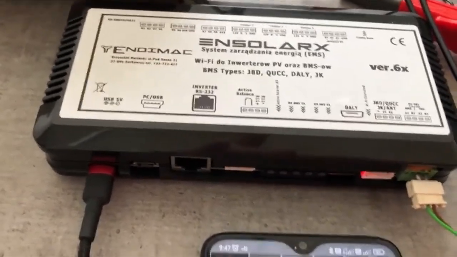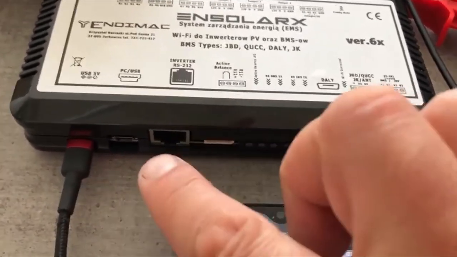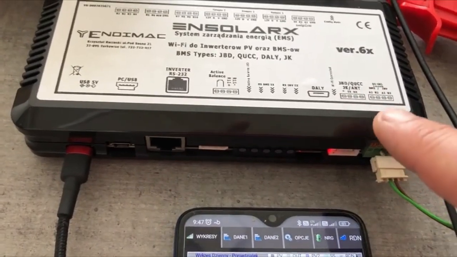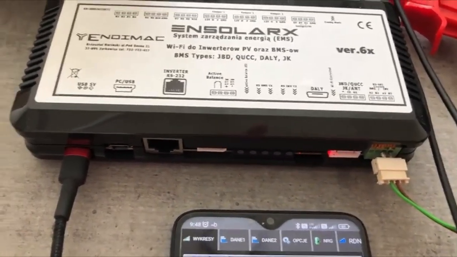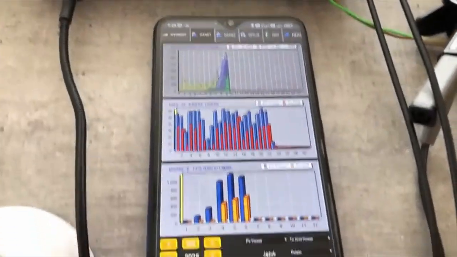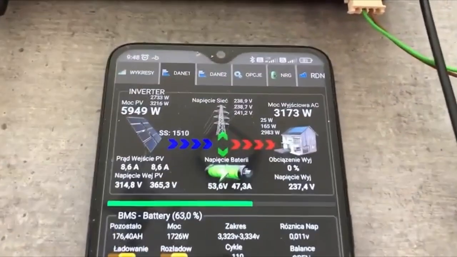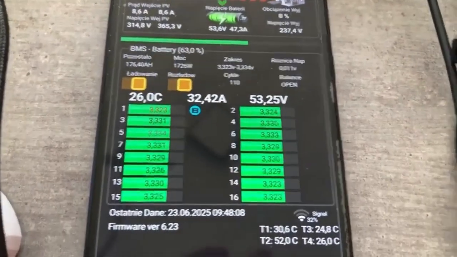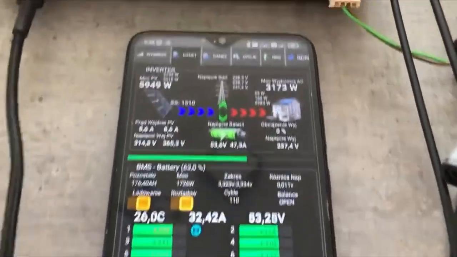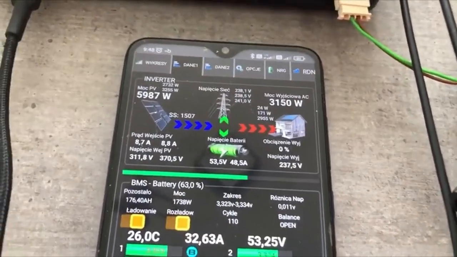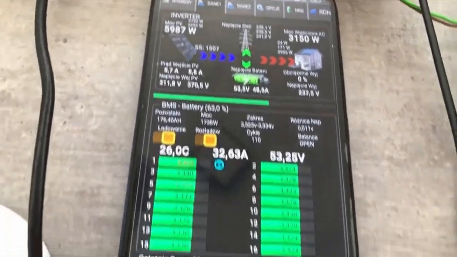We can also connect the inverter, whether via RS232 or via RS485, also here to the second socket, and we will see all the data from this device in the form of the application or on the PC. We have data from the inverter, we have data from the energy storage. We see all this data in real time with a refresh every 5-6 seconds.